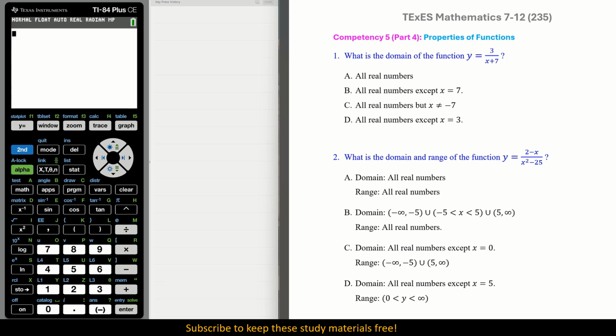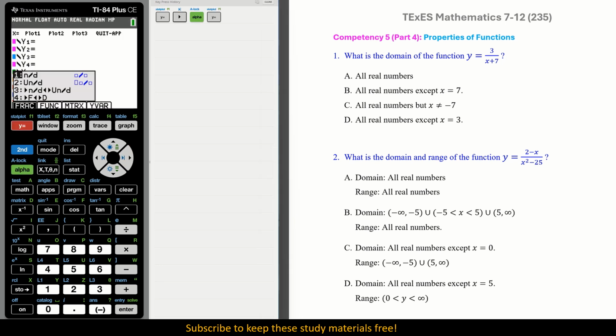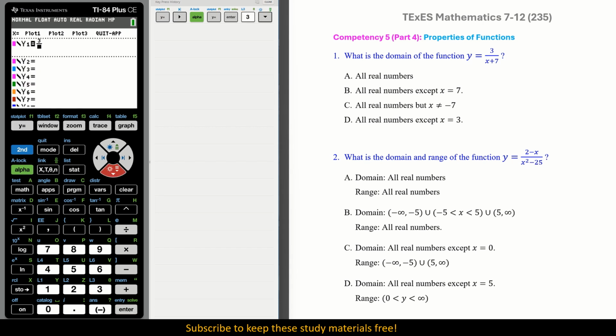Number 1, what is the domain of the function y equals 3 over x plus 7? Okay, we're just going to graph that. Y equals, arrow over, alpha, y equals again. That will give us the fractional setup. And we have 3, arrow down, and we need to say x plus 7.